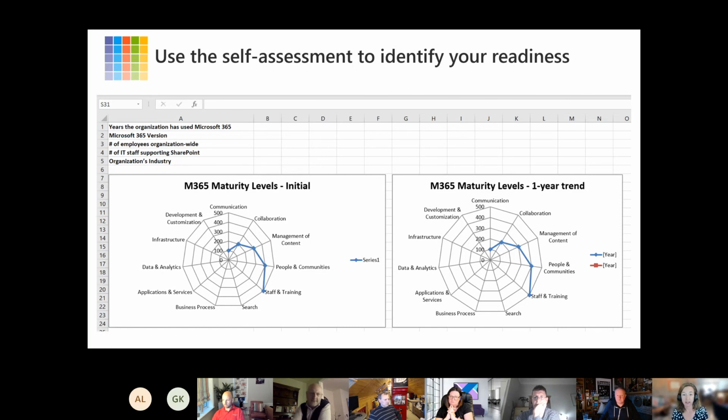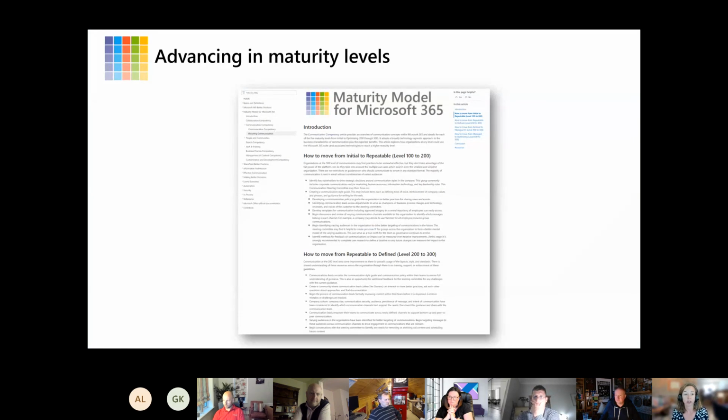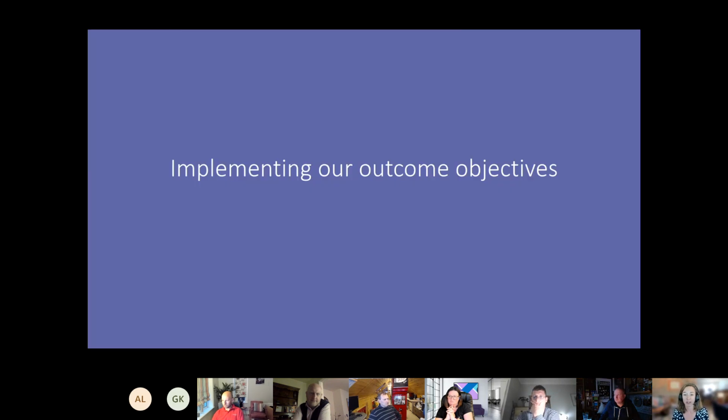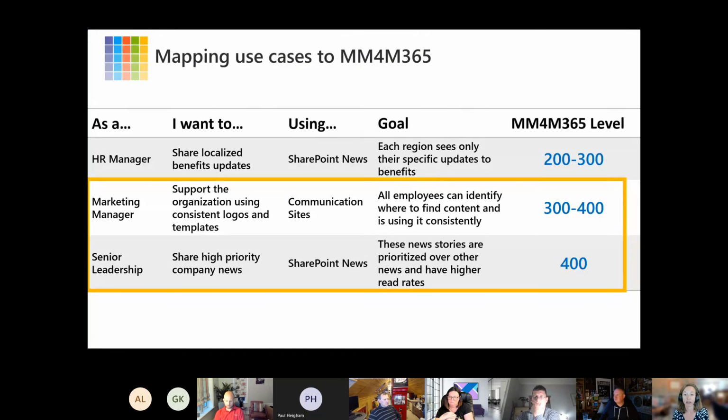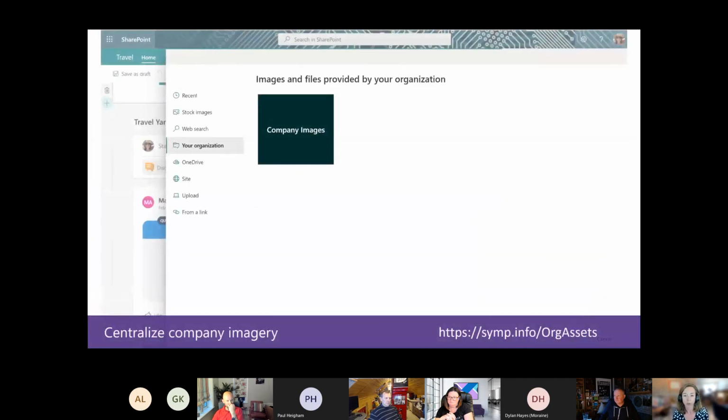All right, let's continue on. For our next section, we've already talked a lot about advancing in maturity levels, and a little bit about implementing our different use cases. Before I go through actually implementing these two items, I'm going to pause at the beginning of each one and ask, do you all already know this? Because you're a very smart bunch, and I don't want to tell you something you already know and take up our time. So has everyone worked with organizational assets before?